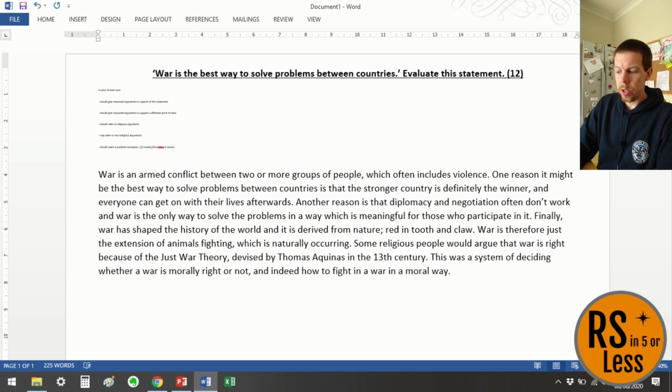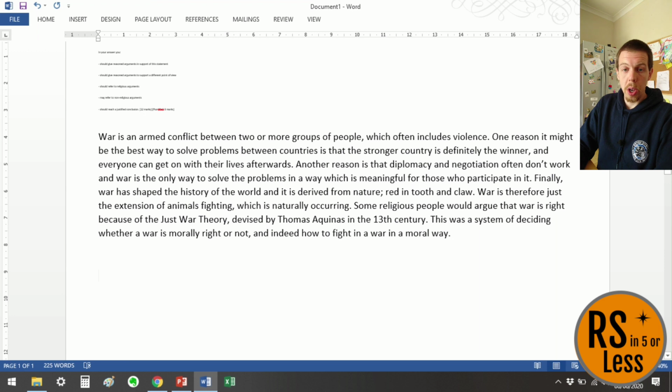Notice for this religious teaching, I haven't chosen a quote from a holy book. I've referred to a religious teaching. You definitely don't need to quote word for word from religious texts. You don't even need to refer to religious texts themselves. It's religious teachings, which the just war theory would be.